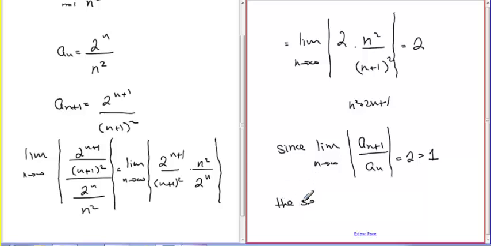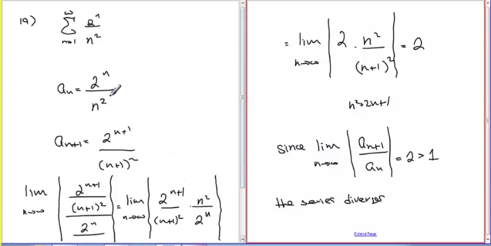So if I go back to this original thing, how can I make this end up being less than 1? Well, if I, instead of raising 2 to the n power, if I did a half raised to the n power, any number between 0 and 1 would make that work. Okay, so that's 19. It says series diverges. Okay.